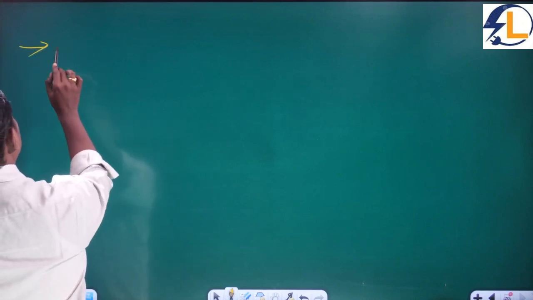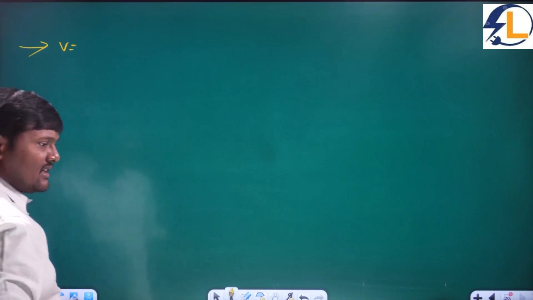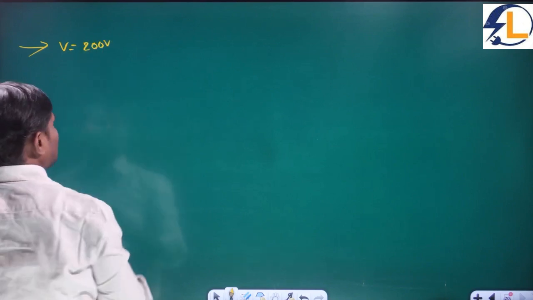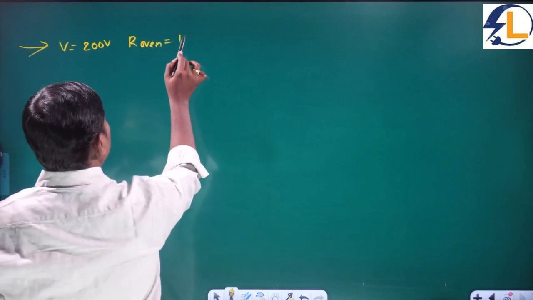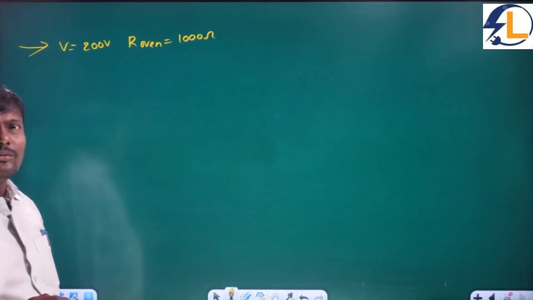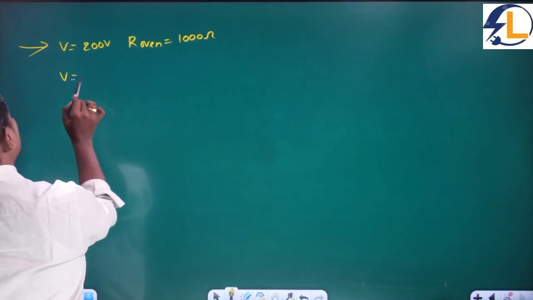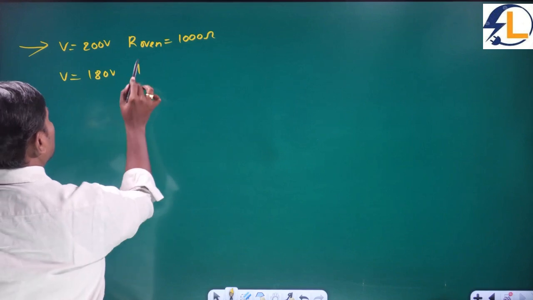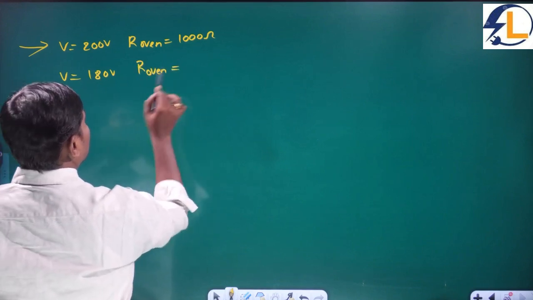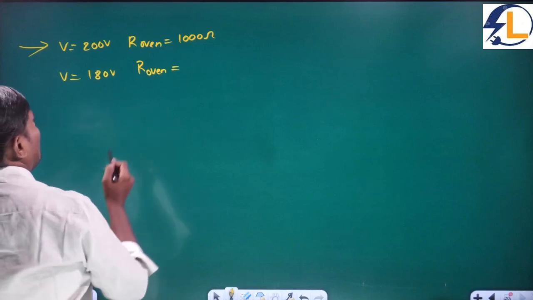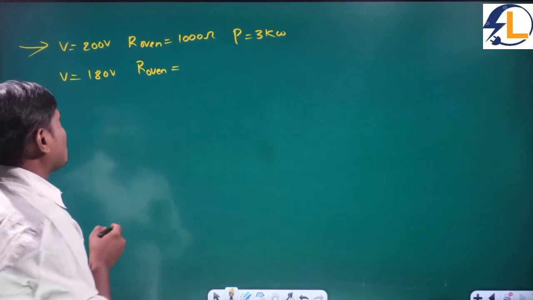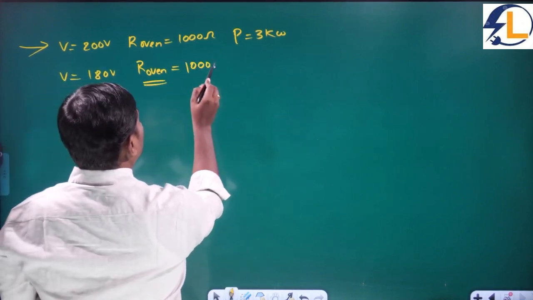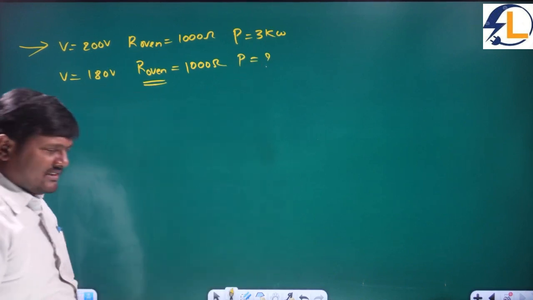Suppose a voltage is 200 volts, and the resistance of the oven is 1000 ohms. If the voltage is decreased to 180 volts, what is the power, let us say the power is 3 kilowatts. We won't change the oven resistance, that is 1000 ohms. Now what is the P value?